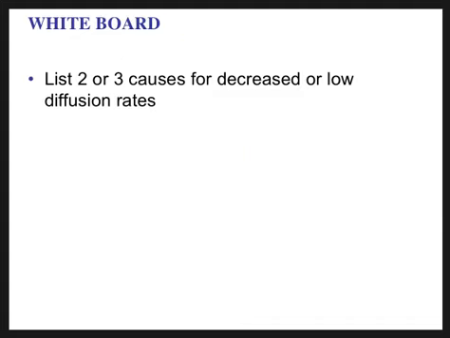Okay. Now, whiteboard question. List 2 or 3 causes for decreased or low diffusion rates. Read that question carefully. List 2 or 3 causes for decreased or low diffusion rates. All right, I'm going to count to 5. You're going to pause, write it out, and then I'll give you the answer.